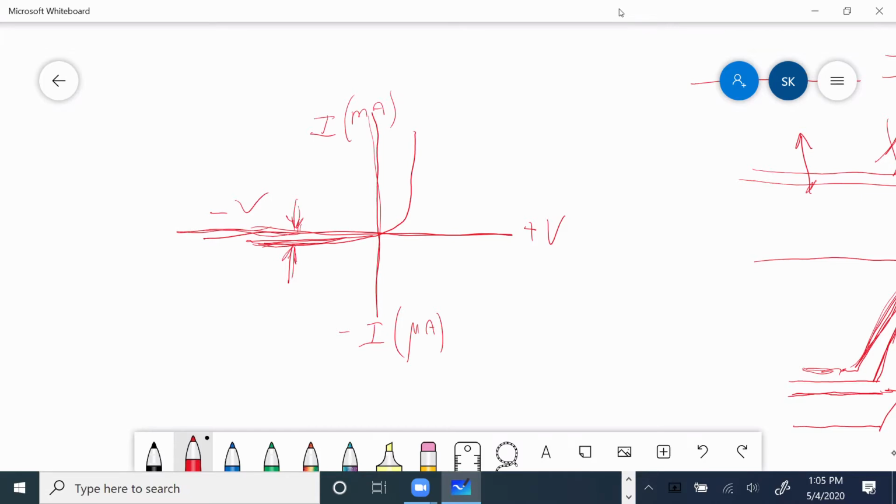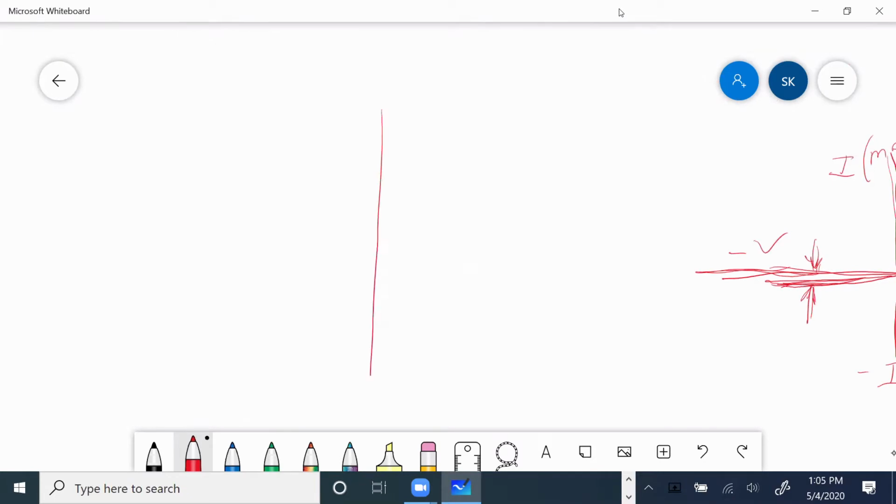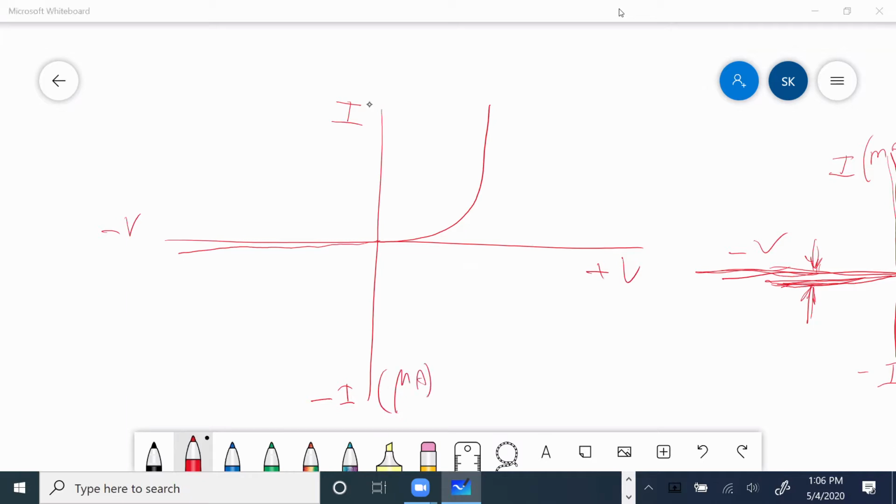So if I was to plot it nicely again, let me just see if I can do this. Okay, that's minus V, minus I, plus V, this in microamp, this in milliamp, and these are in volts. And that is what diode looks like.